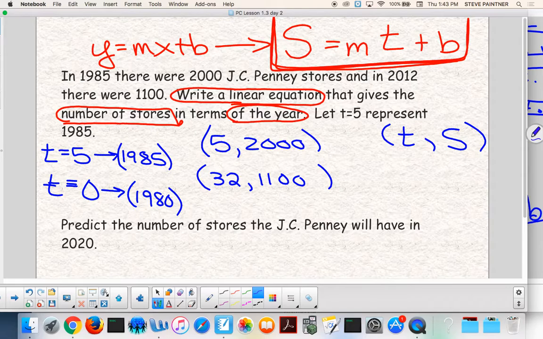You have a point. Can you use point slope form? You don't have the slope, guys. How do you get the slope? Yeah, slope formula. Go get it. Everybody go get the slope right now. And if you can get the slope, keep going. Write the equation.